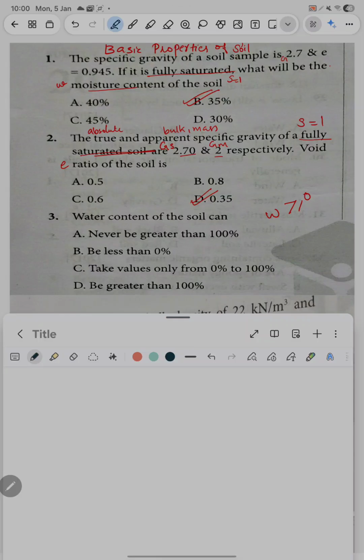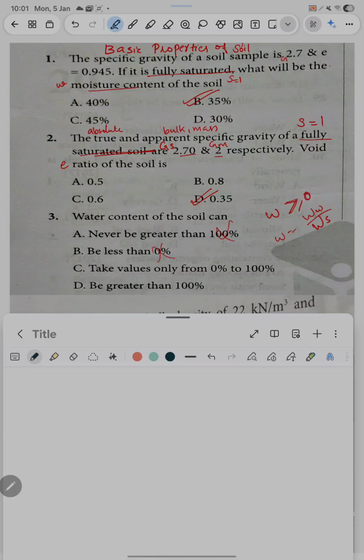What is water content? Water content of the soil is the weight of water to the weight of solids. W is always equal to or greater than 0. So let's check which one is the correct option. Never be greater than 100? No, it may be greater than 100. Always greater than 0.